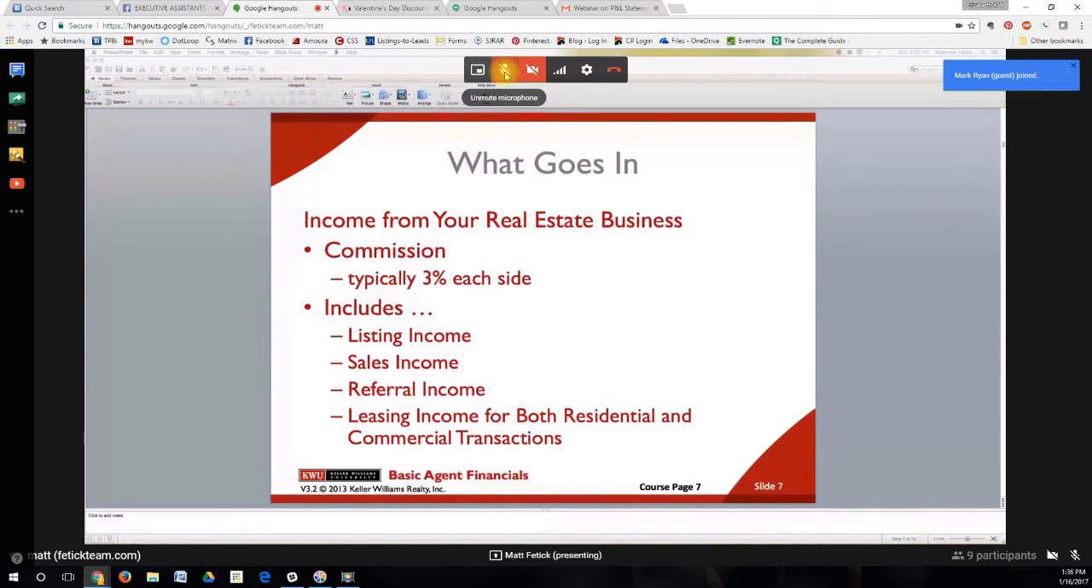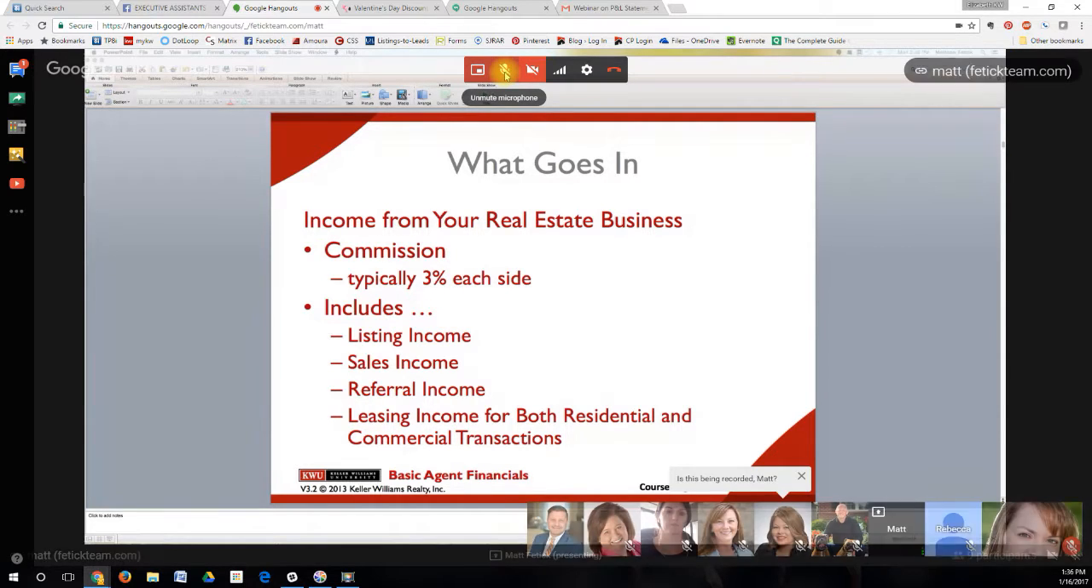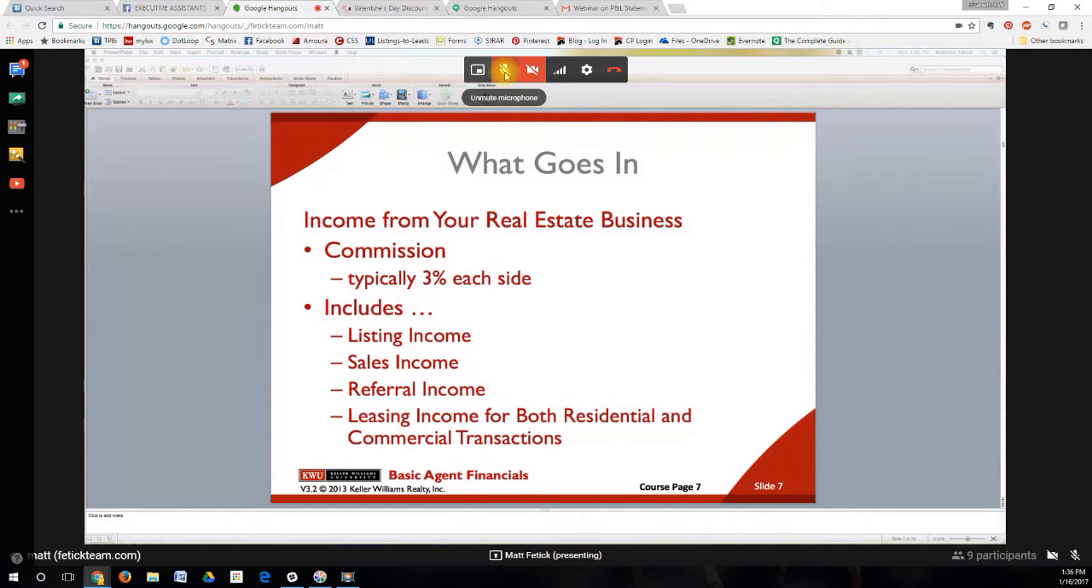Okay? As we work down that, it's going to include listing income, sales income, which is what we mean by buyer income, referral income, leasing income, everything. It's all going to be counted as income. Later on, you'll see in the P&L that it makes sense to break it up into categories, listing income, buyer income. But from today forward, whenever we talk about income, we're always going to talk about the gross commission income, which is what the consumers paid at closing, not after your splits or not after your team was paid.